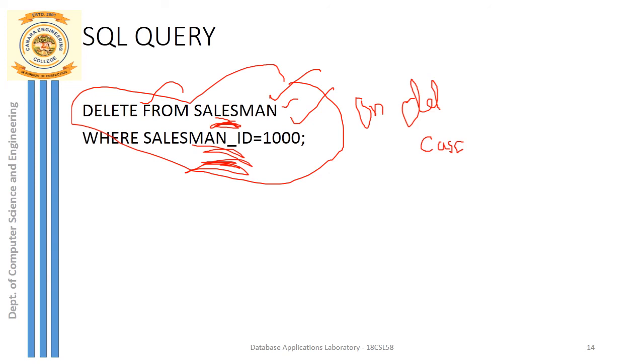Where are you specifying this on delete cascade? It is when you created this orders table. Okay, that is the child table where you have mentioned the salesman id as foreign key. So there you must specify on delete cascade. I hope it is clear there. Automatically when you delete this, the corresponding rows in the child table also should be deleted. So child table is the orders table.